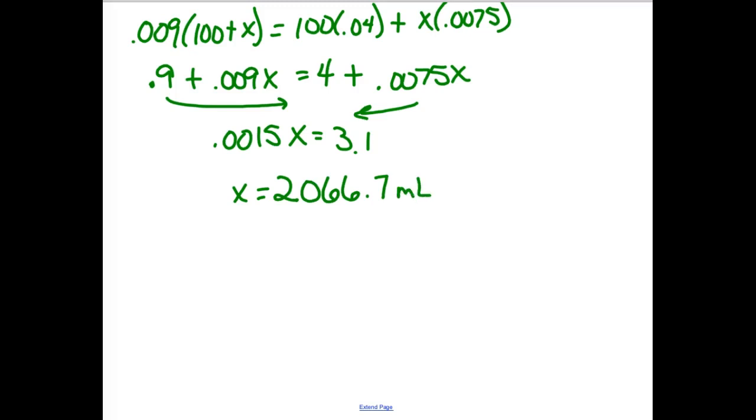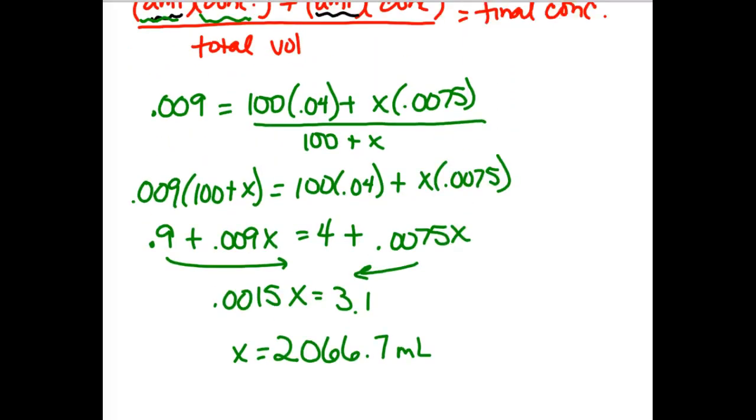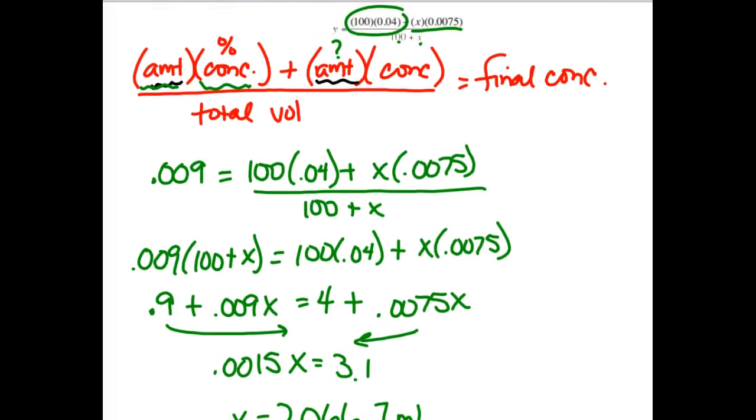Now, is that reasonable? We are starting with 100 milliliters of a 4%. We're trying to dilute that all the way down to a 0.9%, right? Less than 1%. We're going to have to add a fair amount of liquid. Yes? Okay. Questions on the mixture problem?